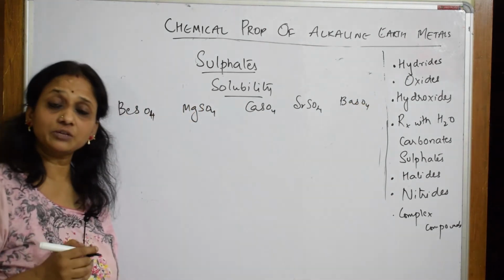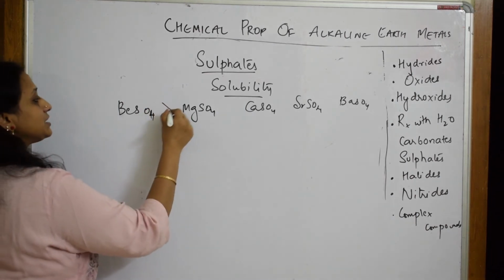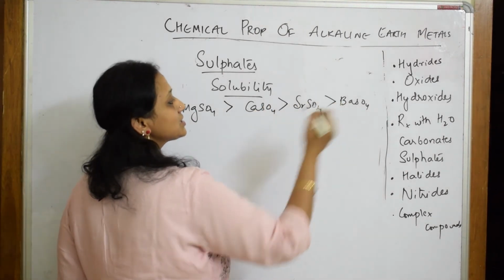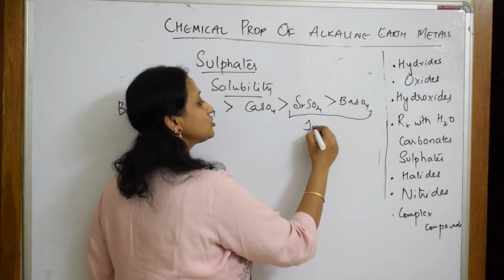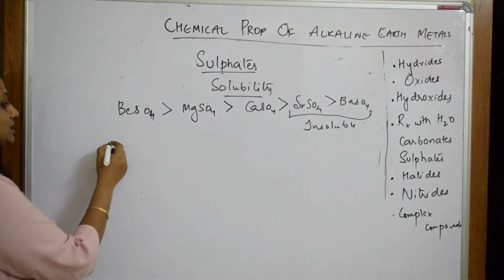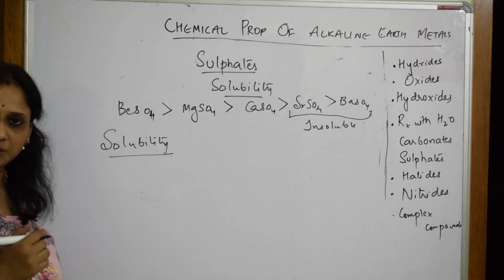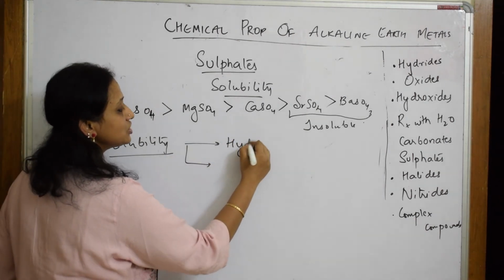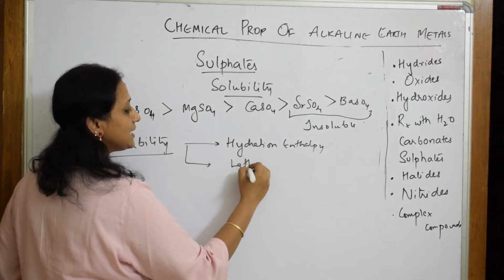When I have to speak about the solubility of the sulfates, you may be asked a question based on solubility. Beryllium sulfate is more soluble than magnesium sulfate, which is more soluble than calcium sulfate, which is more soluble than strontium sulfate. Now these two, strontium and barium sulfate, are almost insoluble in nature. Why are they insoluble in water? Let us see the reason. Whenever you speak about the solubility concept, remember, either you speak in terms of KSP, or you can speak in terms of two important concepts, hydration enthalpy as well as lattice enthalpy.